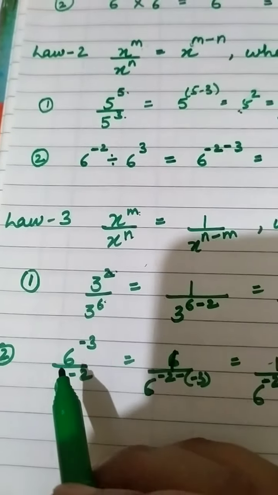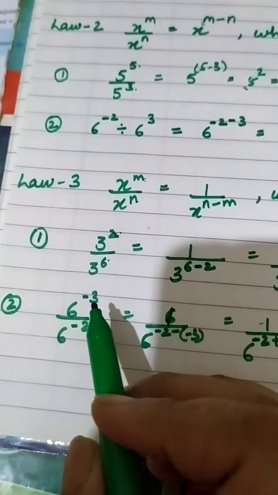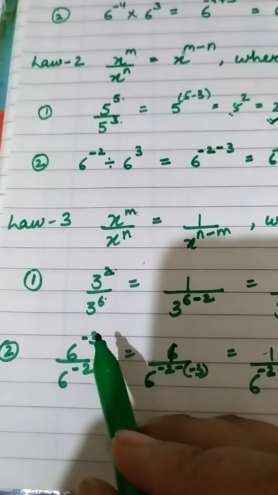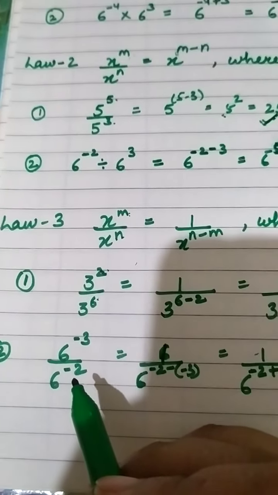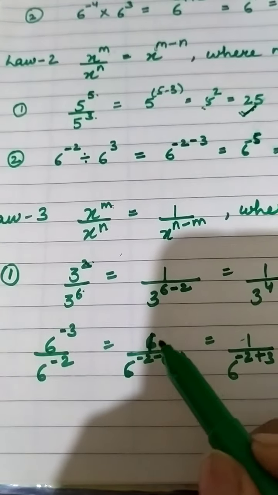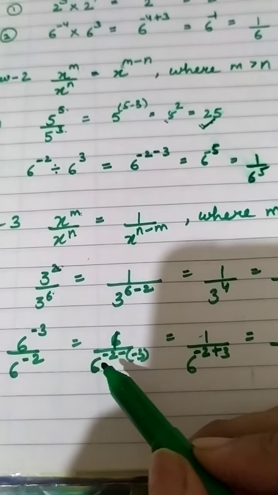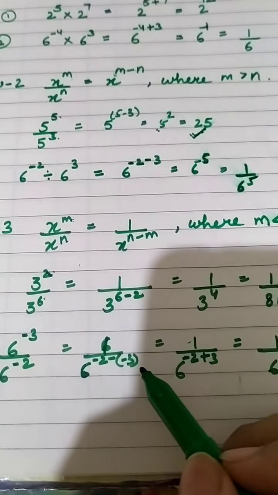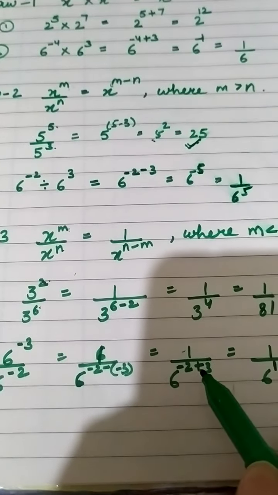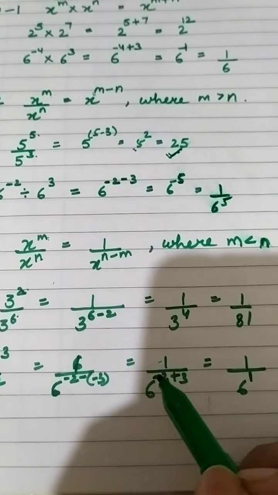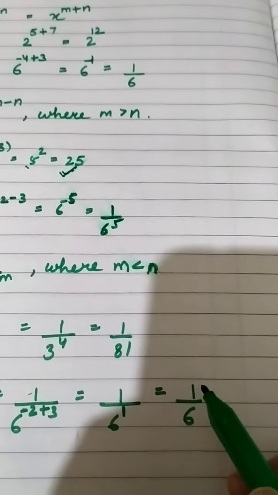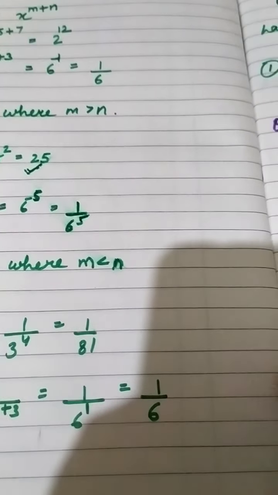Okay. Now let us take one more example. 6 raised to the power minus 3 upon 6 raised to the power minus 2. Then we will do the reciprocal again. Minus 2 minus 3, then minus will be plus. Then 3 minus 2, 1, and it will be 1 upon 6. Okay.